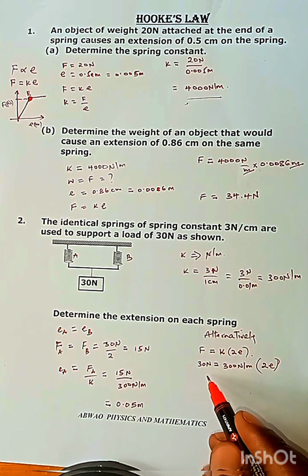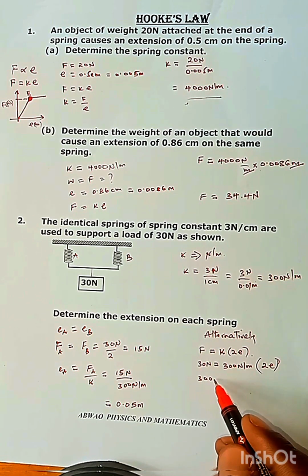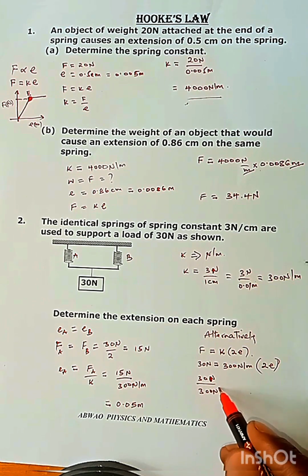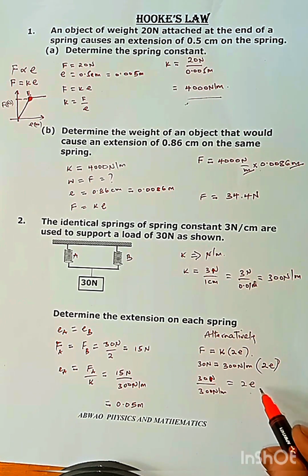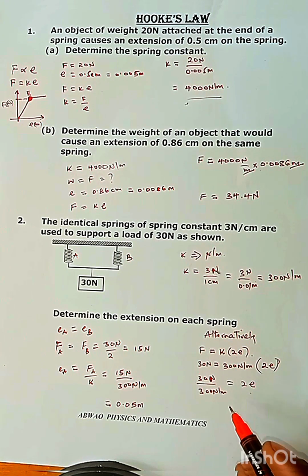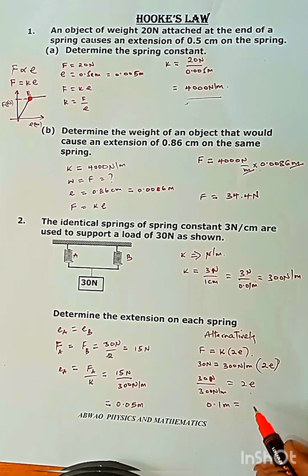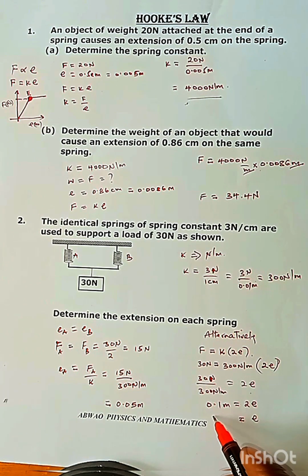So we'll be talking about 30 newtons divided by 300 Newton per meter to be equal to 2 of the extensions, or twice the extension in one spring, because the extensions are equal. So we'll be talking about 0.1 meters to be equal to 2e, and therefore extension is equal to 0.1 divided by 2, and this gives us 0.05 meters as the extension in either A or B.